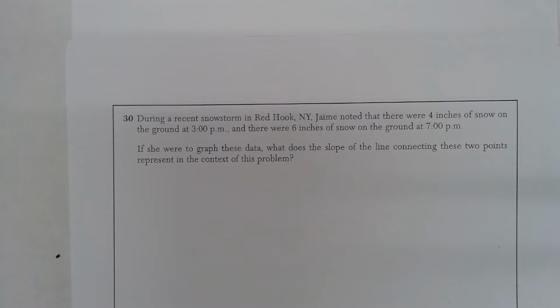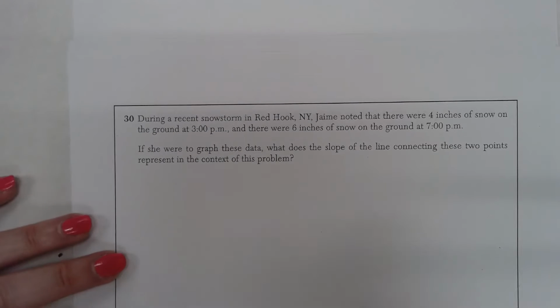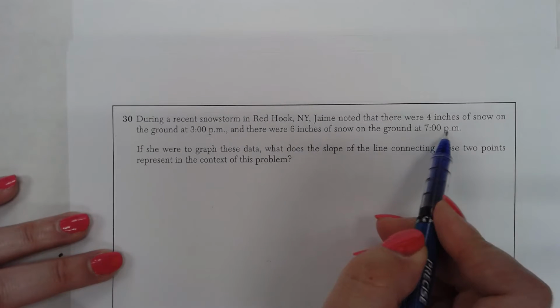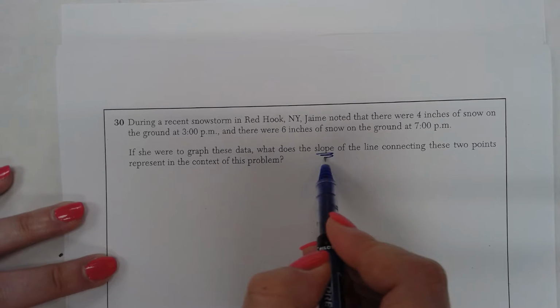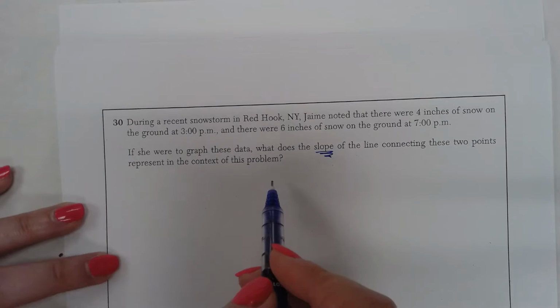Alrighty, question 30. During a recent snowstorm in Red Hook, Jamie noted that there were 4 inches of snow on the ground at 3, and there were 6 inches of snow on the ground at 7. If she were to graph this data, what does the slope of the line connecting these 2 points represent?